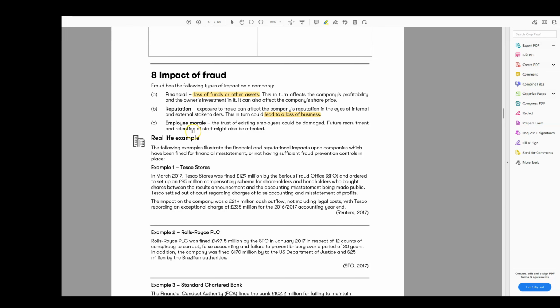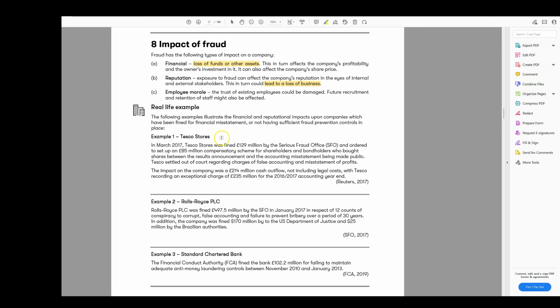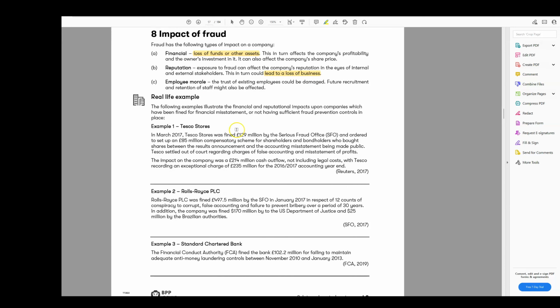Then employee morale. If the company believe it is not a right company, this company involved with the fraud, they might leave the company or look for the new job. Let's look at some real life example. The following example illustrates the financial and the reputational impact upon company which have been fined for a financial misstatement or not having sufficient fraud prevention control in place.